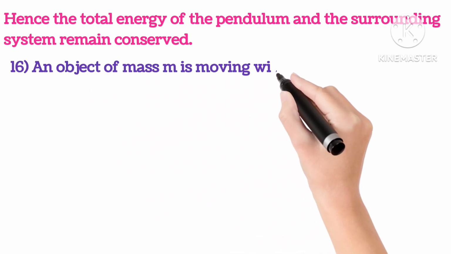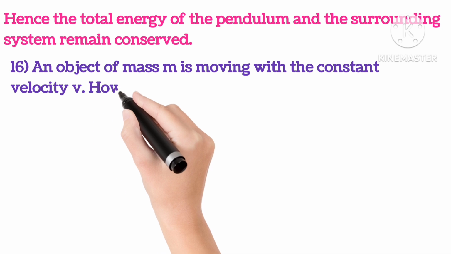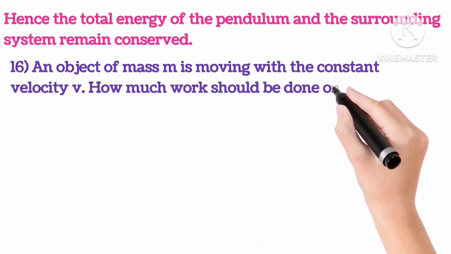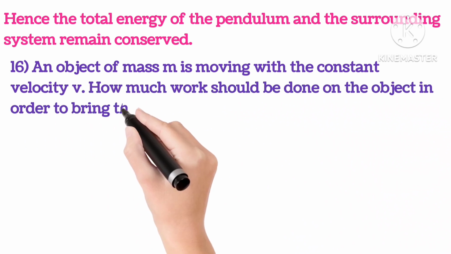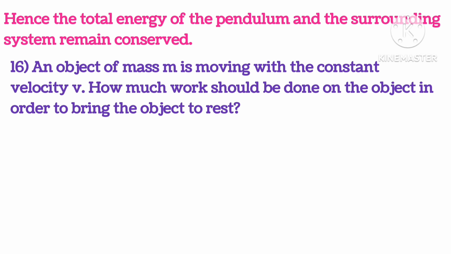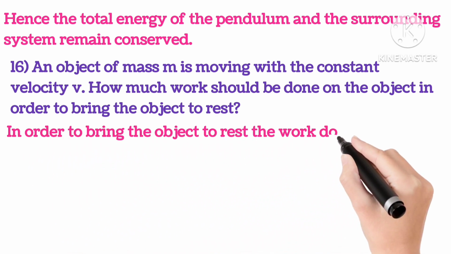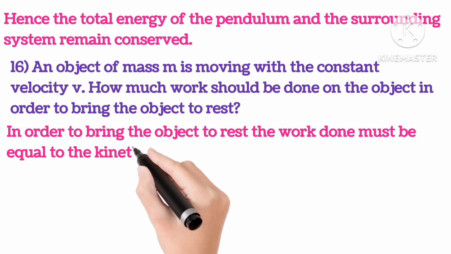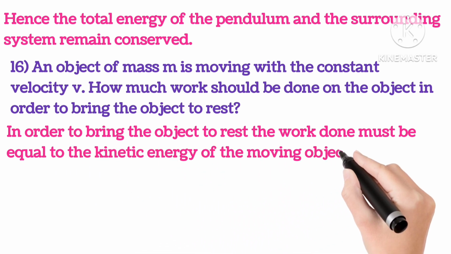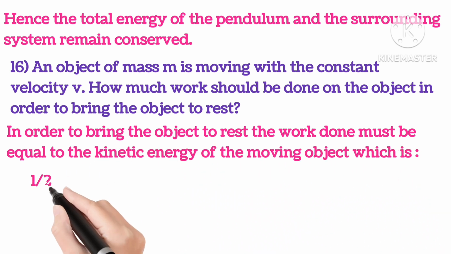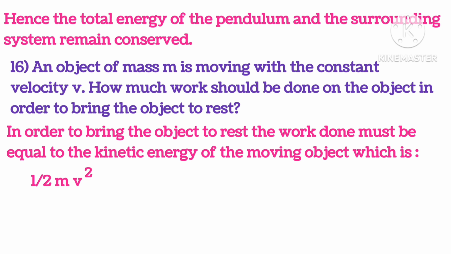16. An object of mass m is moving with the constant velocity v. How much work should be done on the object in order to bring the object to rest? In order to bring the object to rest, the work done must be equal to the kinetic energy of the moving object, which is half mv square.